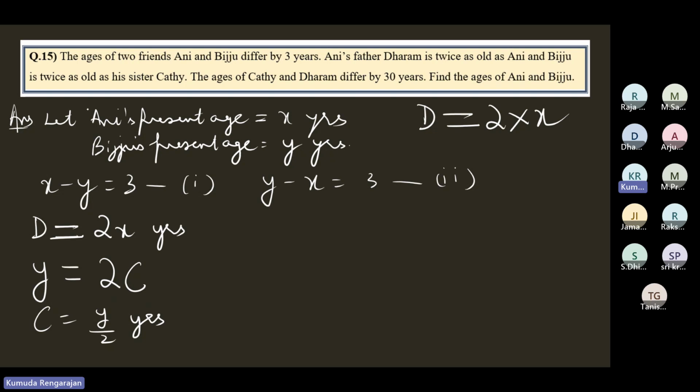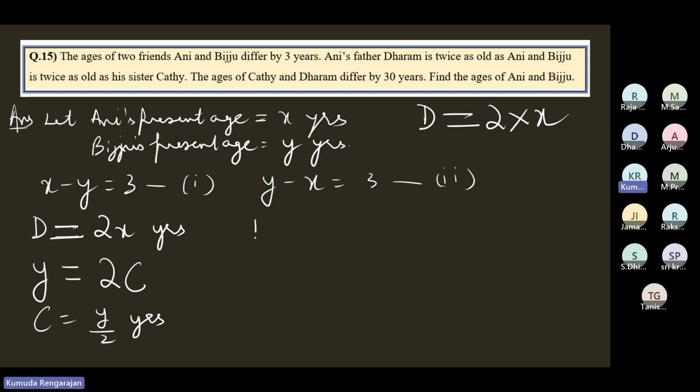See, here we don't know who's elder, Annie or Biju. That's sensible. But when you say I don't know who's elder, Kathy or Dharam, that doesn't make sense, because Dharam is of the earlier generation. He's Annie's father. So clearly Dharam's age minus Kathy's age is 30 years, not the other way.